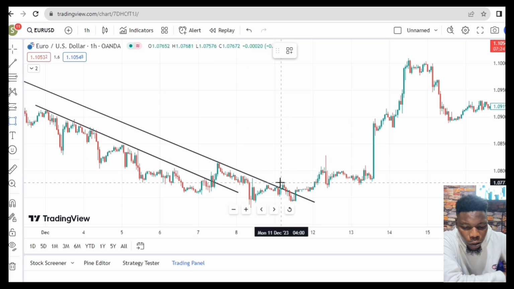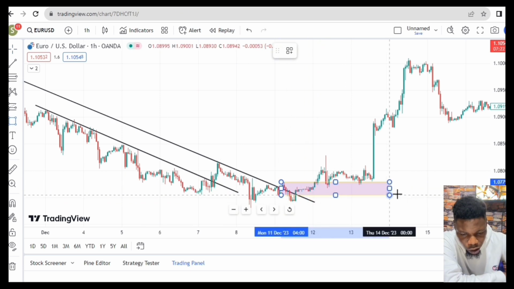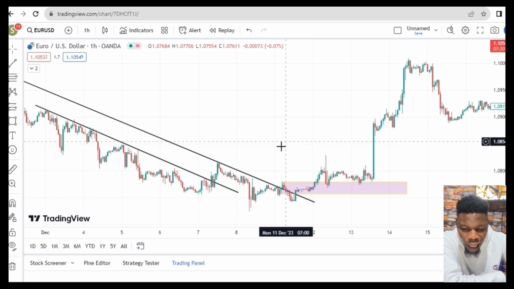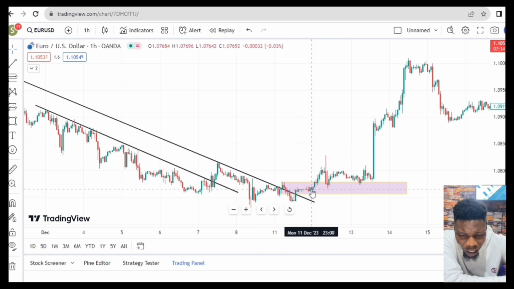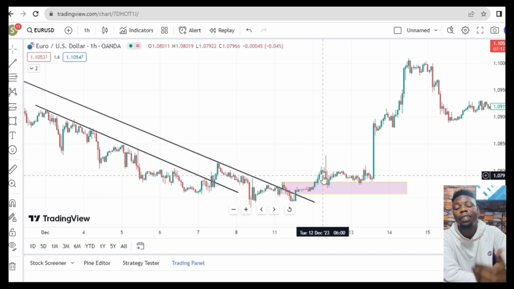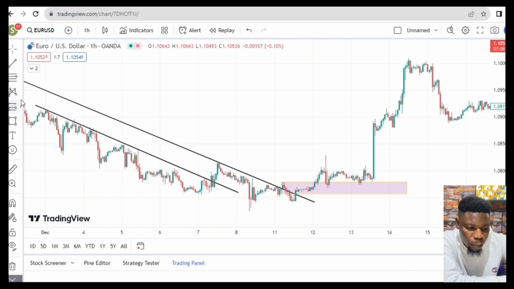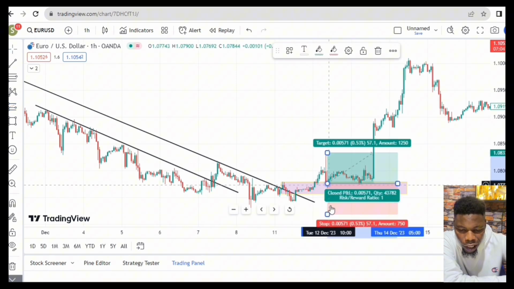When you see the supply zone, you're going to mark it out. Then after marking the supply zone, you wait for the market to break the supply zone and retest it before you enter. So in this place, we're going to enter here. This is how we're going to enter. Wait for the market to break it, then we enter here.